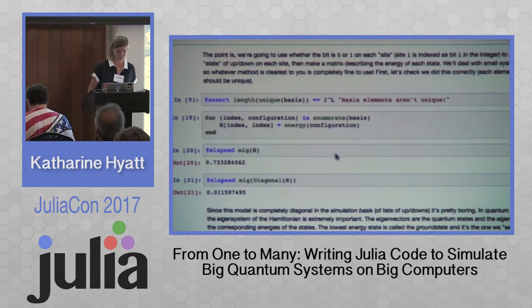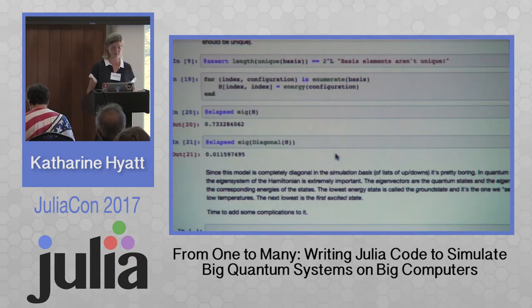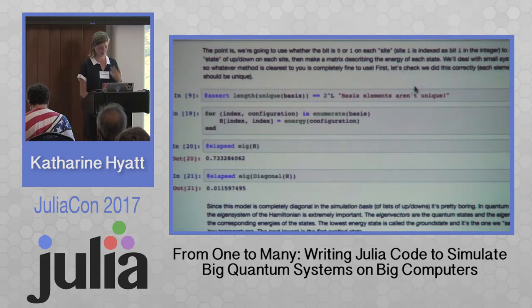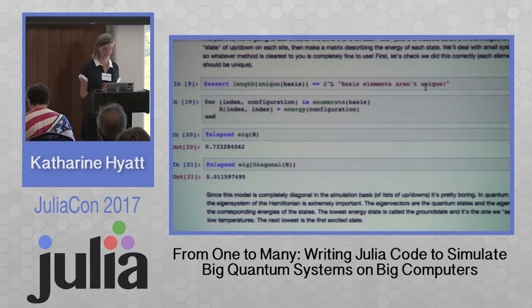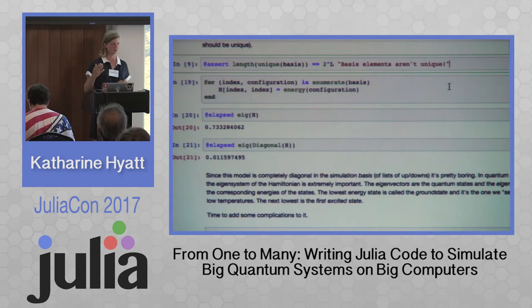So if we want to write code to generate the basis, the nice thing is we can just use all the integers between 0 and 2 to the L, where L is the system size. But we should make sure that those are all unique, since you don't want to have the same state twice in your basis because you've forgotten something.